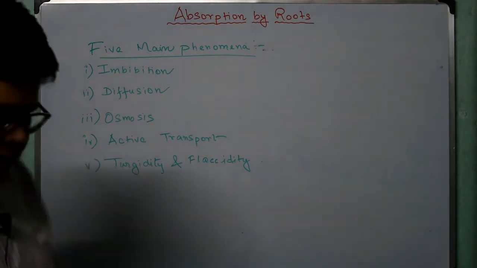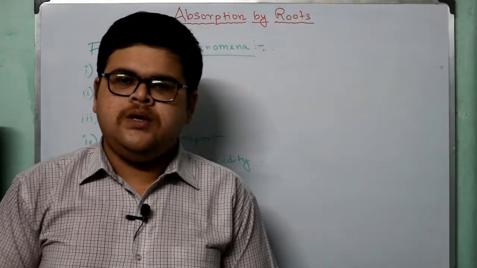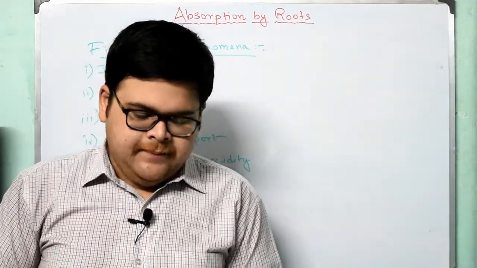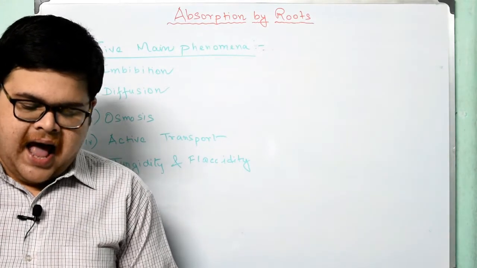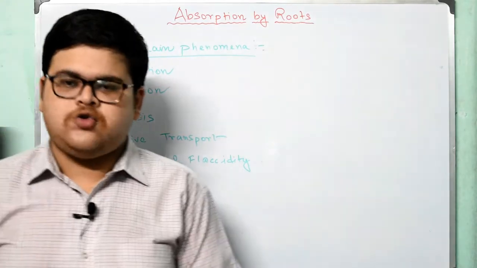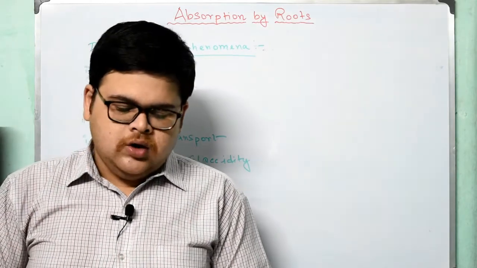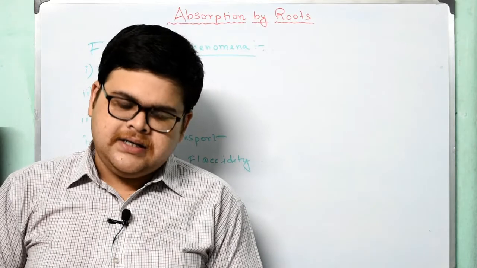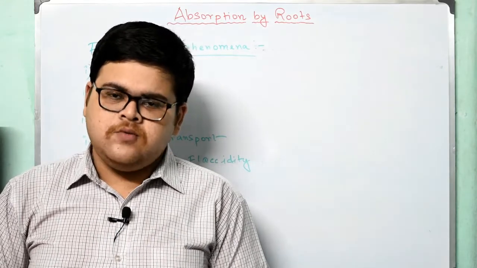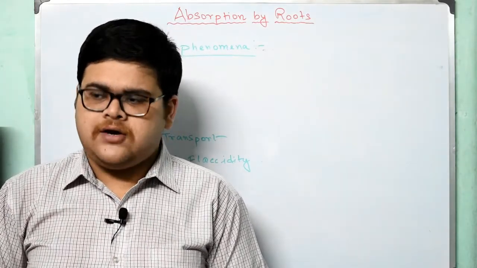So imbibition, what do we mean by imbibition? Imbibition is a phenomenon by which the living or dead plant cells absorb water by surface attraction. So imbibition is the phenomenon by which the living or the dead plant cell absorbs water by surface attraction.